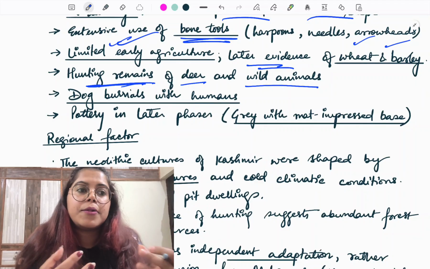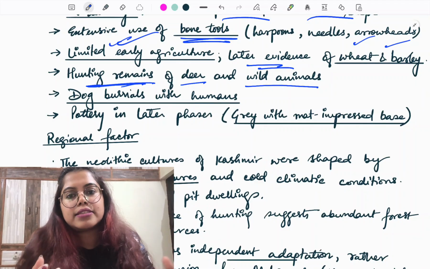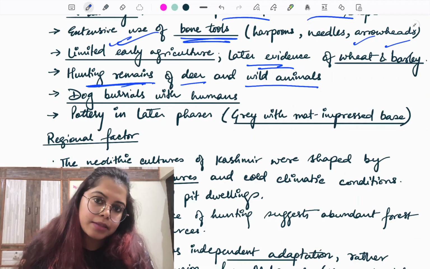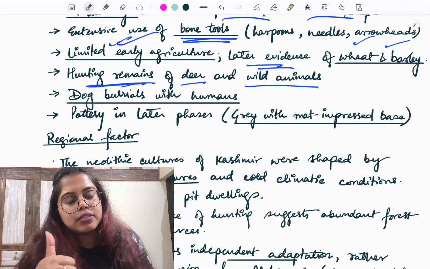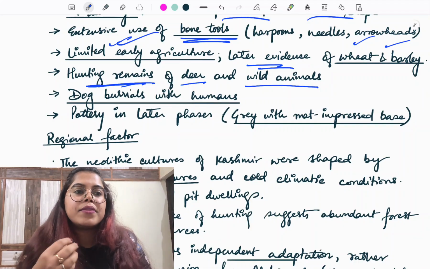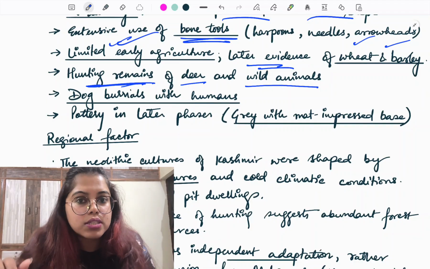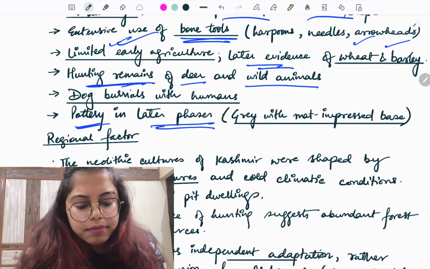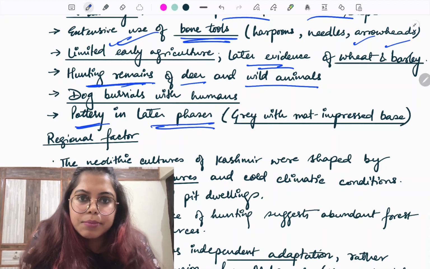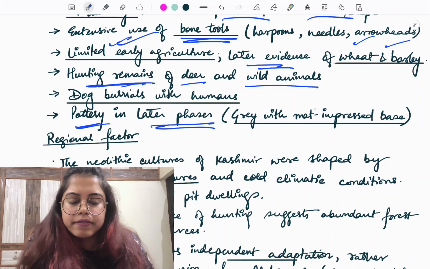That shows the kind of connection that they had with the domesticated animals. Okay, in Kashmir region more connection was with dogs compared to the Mehergarh region, where they focused more on goats as a necessity for afterlife. Next, pottery developed, but again in the later phases. Similar to Mehergarh, here also pottery developed in the later phases.